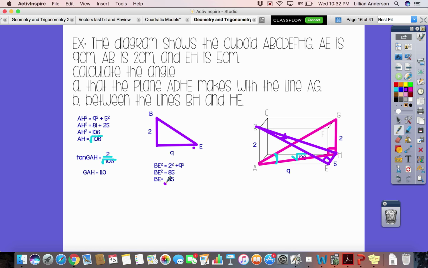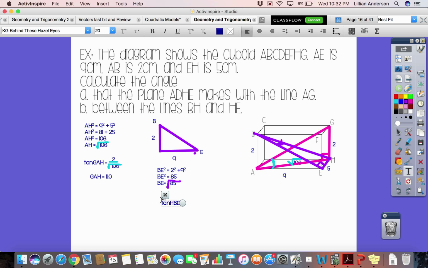And then we can label everything again. The square root of 85 would be our adjacent side, and 5 would be our opposite. So we would have another tangent to help us find the measure of HBE. And that would be 5 over the square root of 85.